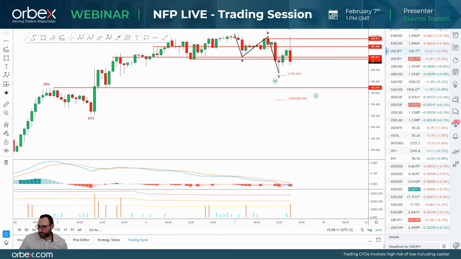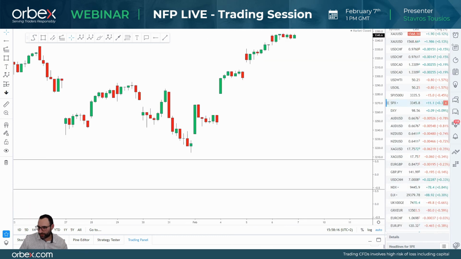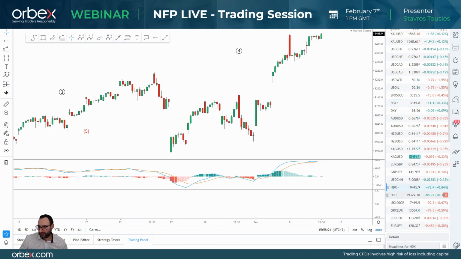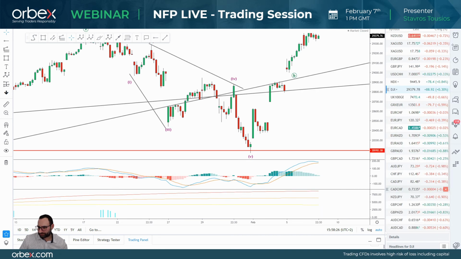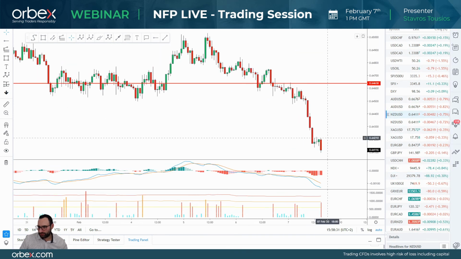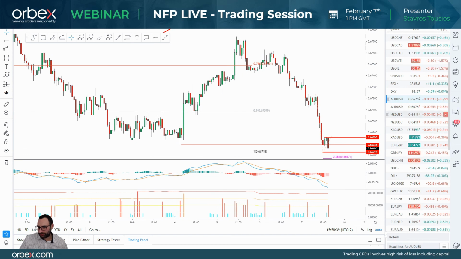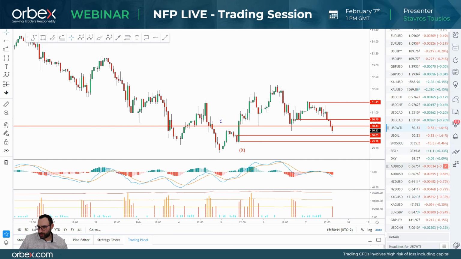The other pair I wanted to look at quickly is what's happening with the equities. Okay, you will see that equities are not really doing anything. They're not moving. QE is falling, which means that Aussie should be falling too. Oil for some reason is falling as well.